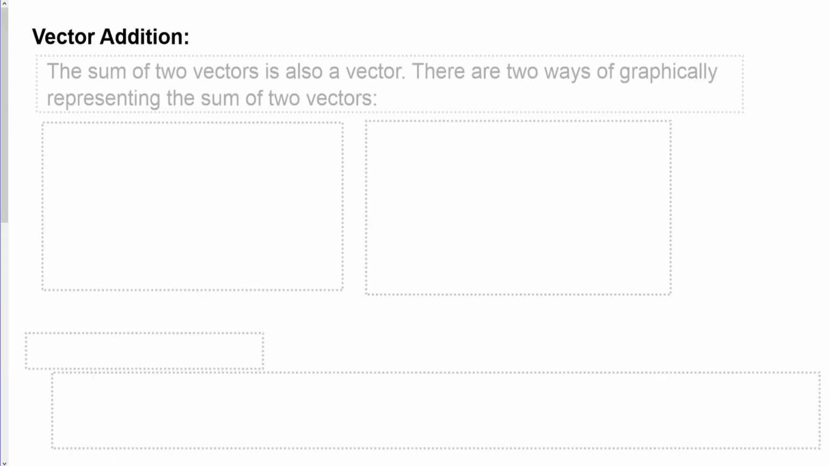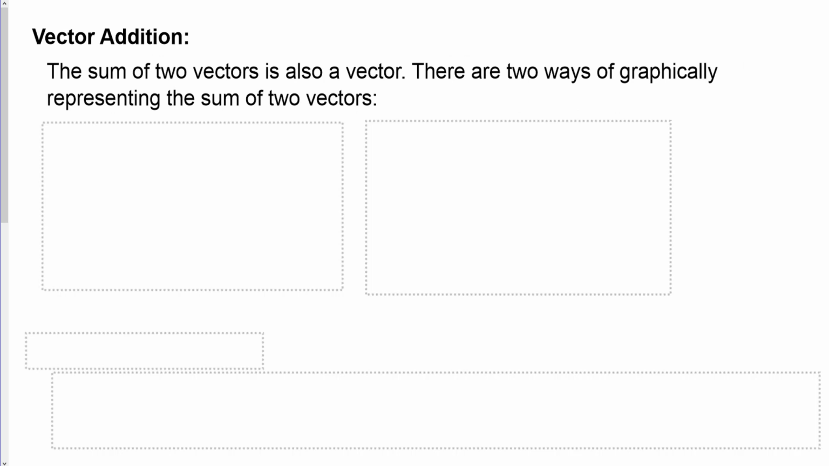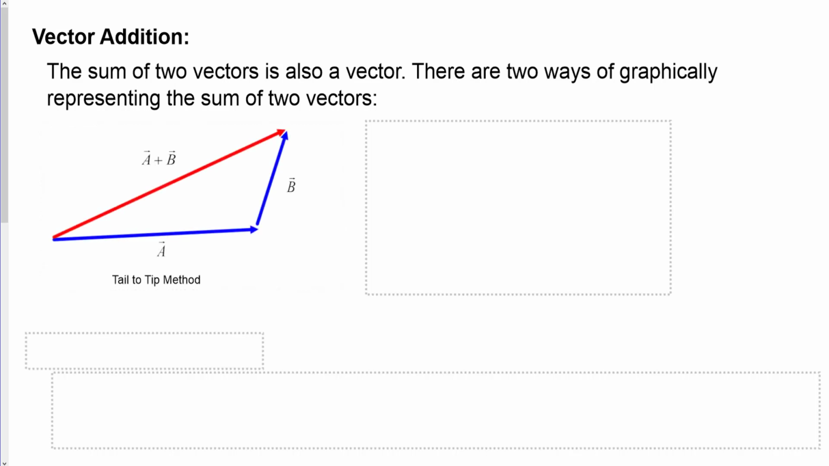Vector addition. The sum of two vectors is also a vector. There are two ways of graphically representing the sum of two vectors. One way is called the tail-to-tip method, and in the tail-to-tip method, you take your two vectors, you take vector A, so I'll highlight vector A here in green, and you take vector B, and you orient it so that the initial point, the tail of B, is at the terminal point, the tip of A. So you arrange them in that respect.